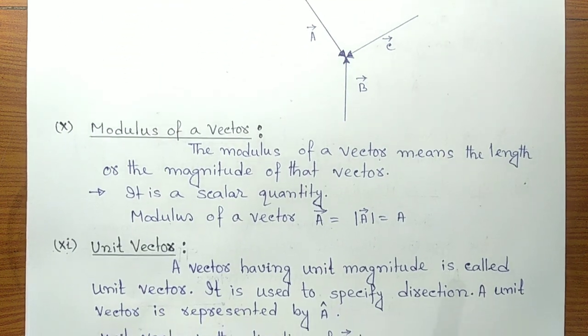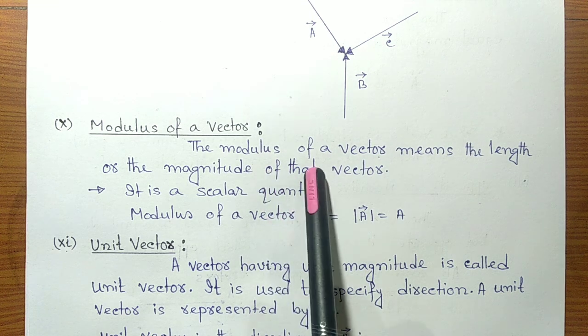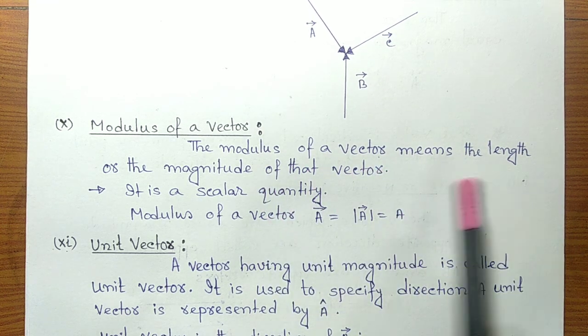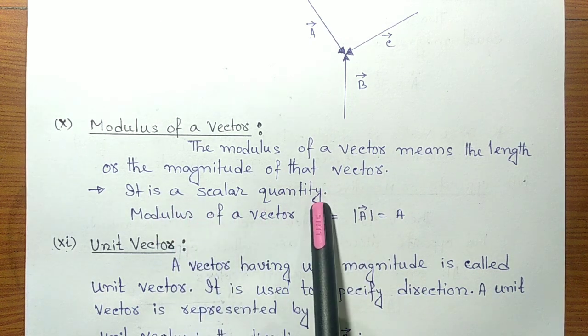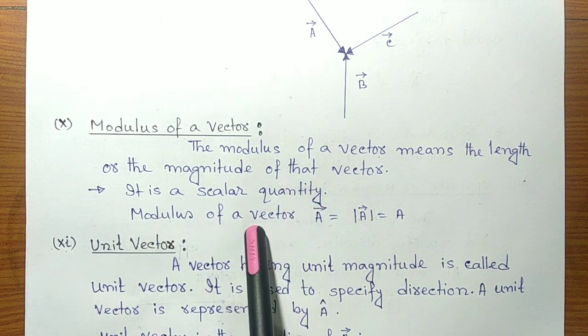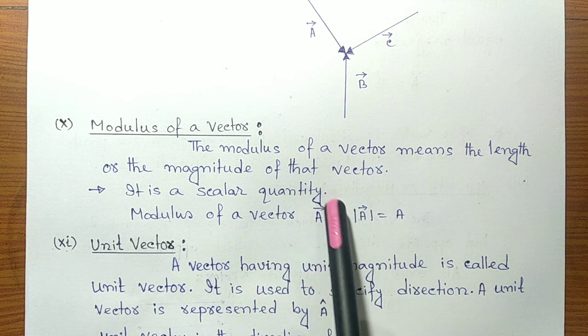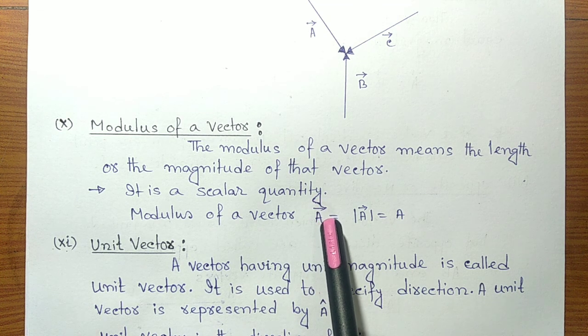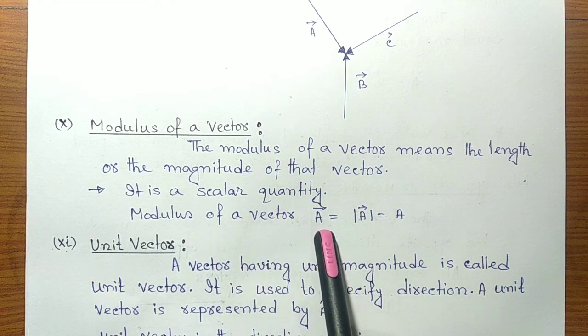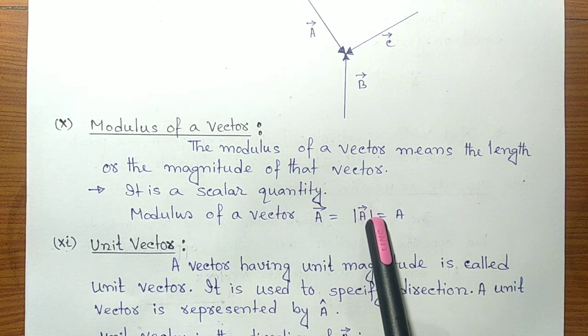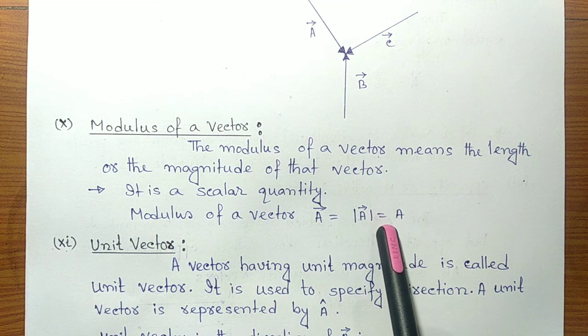Next is the modulus of a vector. The modulus of a vector means the length or the magnitude of that vector. It is a scalar quantity. Suppose we have a vector A and we have to take its modulus. Now we can write the modulus of vector A is equal to mod of vector A, or we can simply write A.